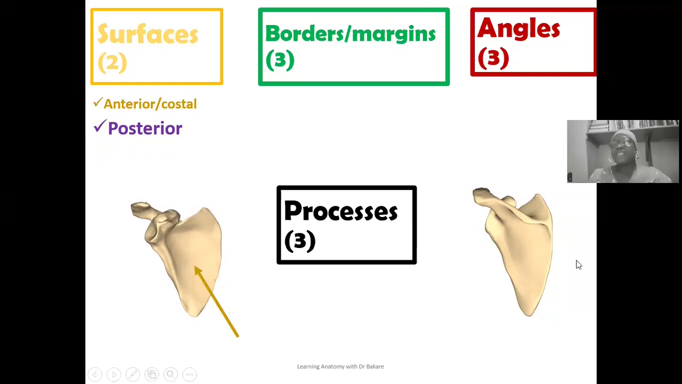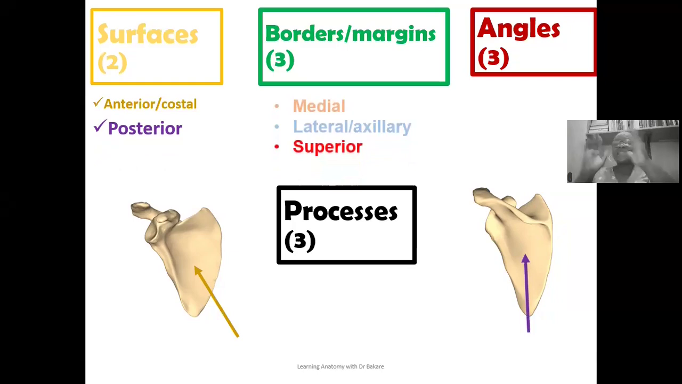We try to use this other image by the side. This is the posterior view of the scapula, hence this is the posterior surface. So you see that it has a surface in the anterior plane and also another surface behind. Then for the borders, it has three borders or margins. It has the medial border.